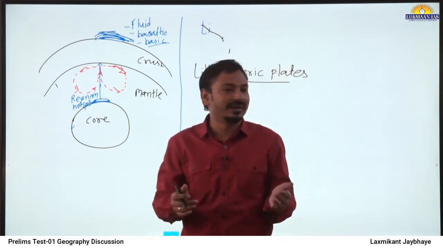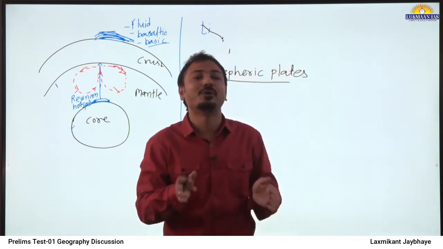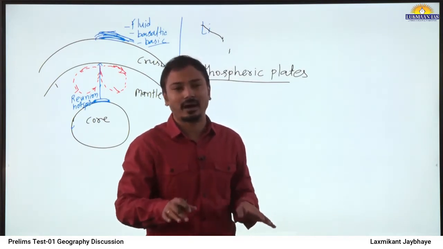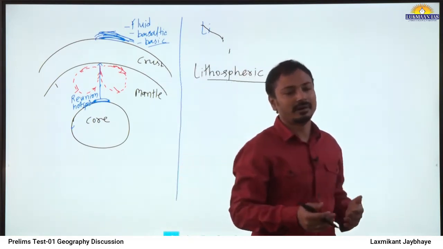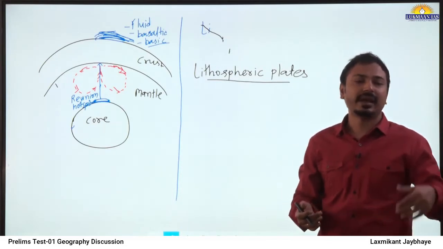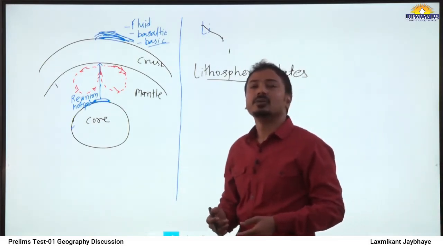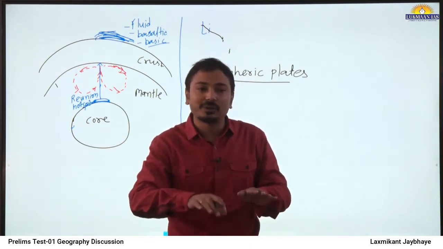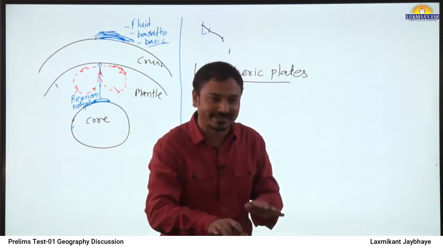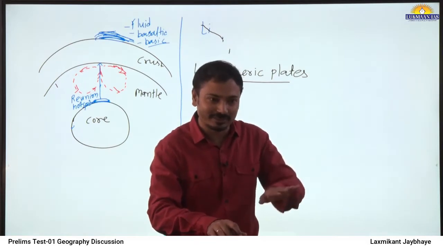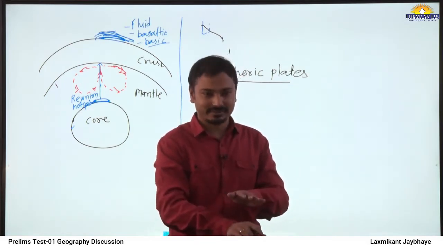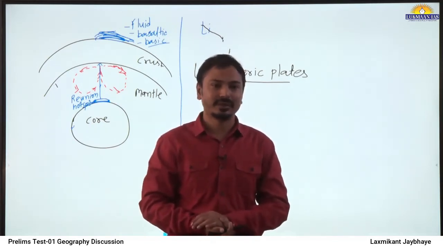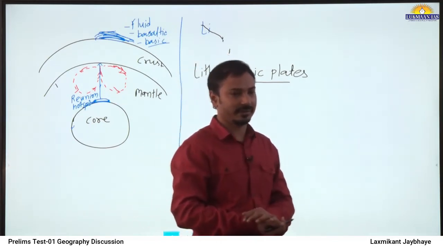Now the concern here is ocean-ocean convergence. This forms island arcs: Philippines, Japan, or even the Caribbean islands. In ocean-ocean convergence, the oceanic plate that is much denser compared to the other oceanic plate submerges. You need not remember which is submerging, here for the prelims examination I am telling.